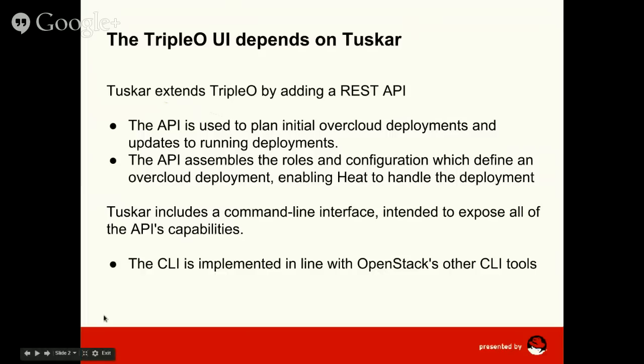Tusker also has a command line interface, as well as the web UI, which I'm going to talk about in more detail. And the command line interface, much like most of the command line interfaces which go along with APIs within OpenStack more generally, has a Python client code, and it operates in a very similar way to the other command line tools that OpenStack components have.